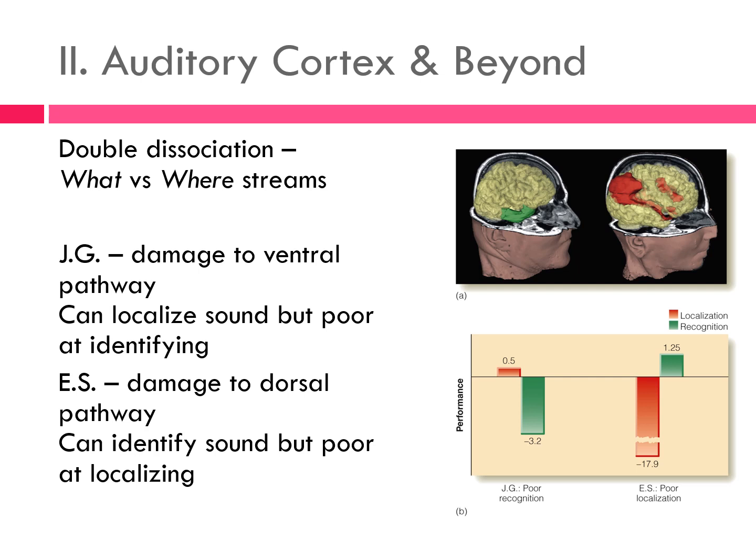He can localize sounds, but is poor at identifying, and you can see his performance over there in the left part of that graph. ES has damage to her dorsal pathway, and she can identify sounds just fine, but she's poor at localizing where sounds are coming from. You can see where her damage is over on the right, and then her performance on these different tests of localization and recognition.